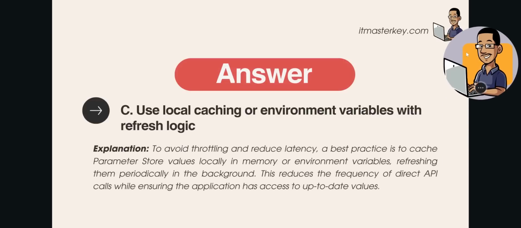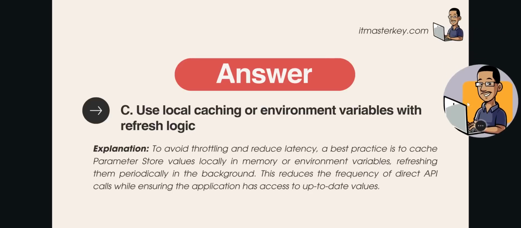Use local caching or environment variables with refresh logic. To avoid throttling and reduce latency, a best practice is to cache parameters, store values locally in memory or environment variables, refreshing them periodically in the background.